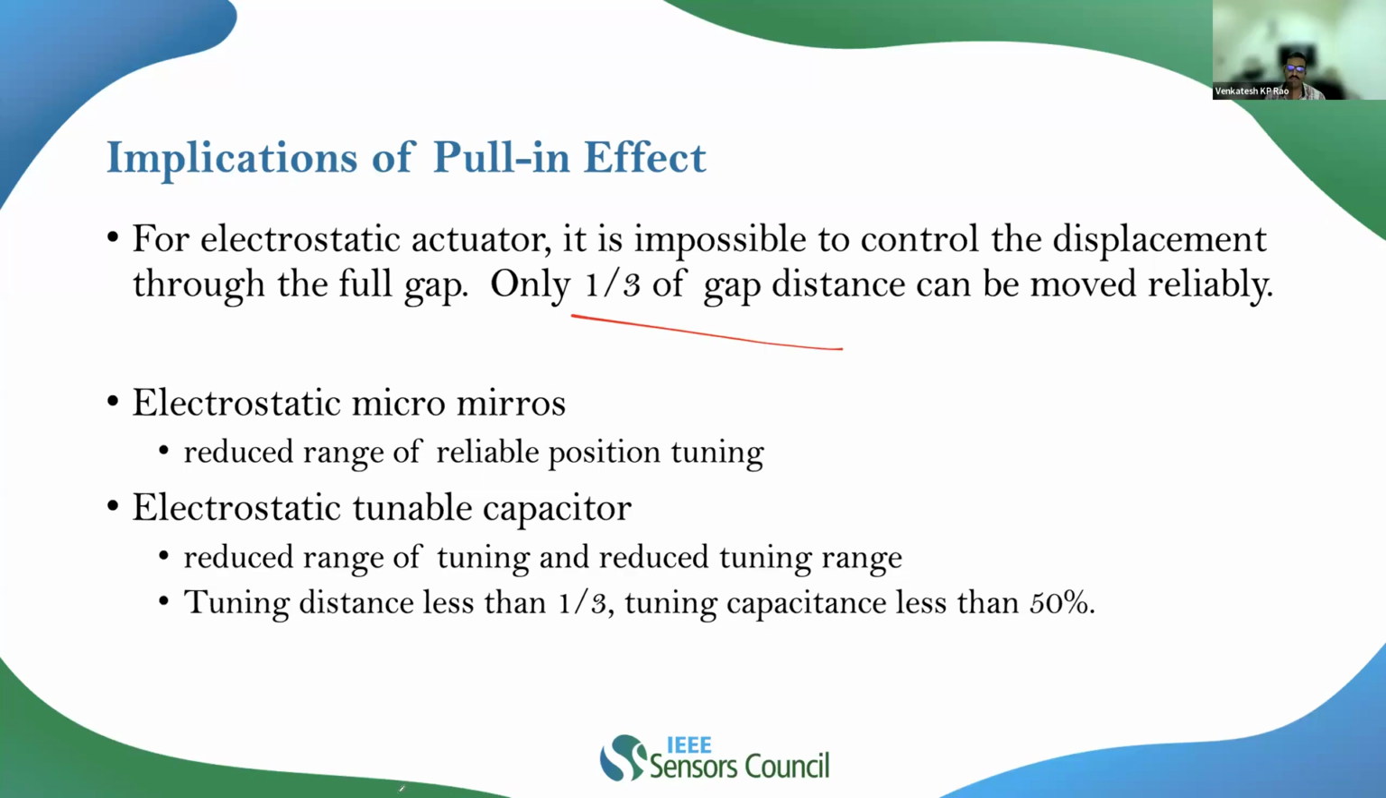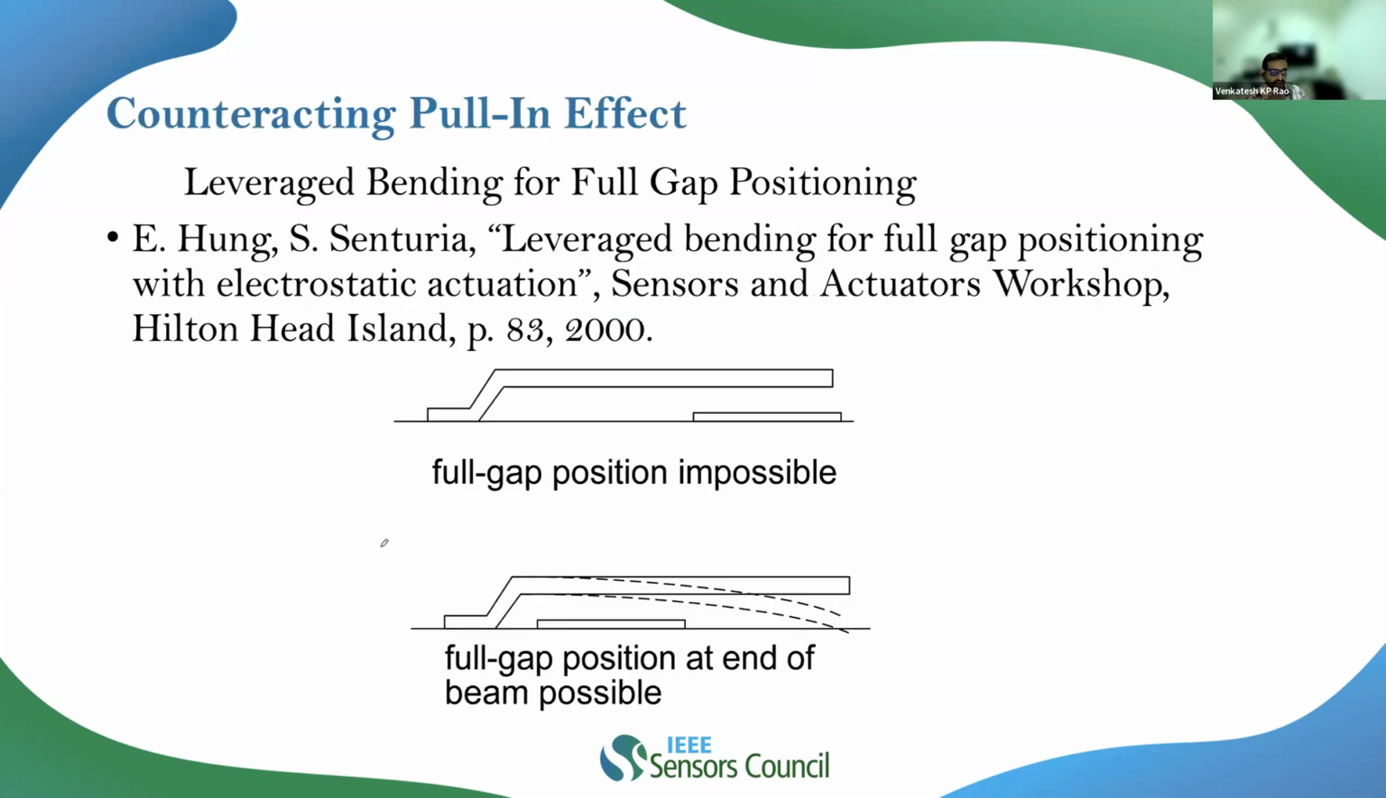Pull-in is a very, very important thing. One can't have the full gap motion, or one can get the full gap motion by controlling things. And these electrostatic micromotors indeed require tuning also. Tunable capacitors can be made. That can also be done quite a lot with the help of this pull-in effect. And this is how we can counteract the pull-in.